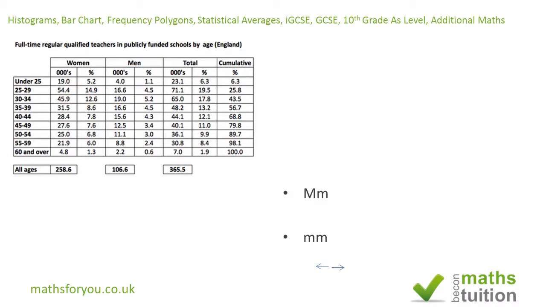Now, this is telling us that the women in this class group contribute 5.2% of the overall teaching population. Okay, and that the men in this class group contribute 1.1% of all the teaching population, because if you divide 4.0 by 3.6, 5.5, you get about 1.1%. Now, this also tells us that this group as a whole contributes 6.3% of the overall teaching population. I hope that makes sense.